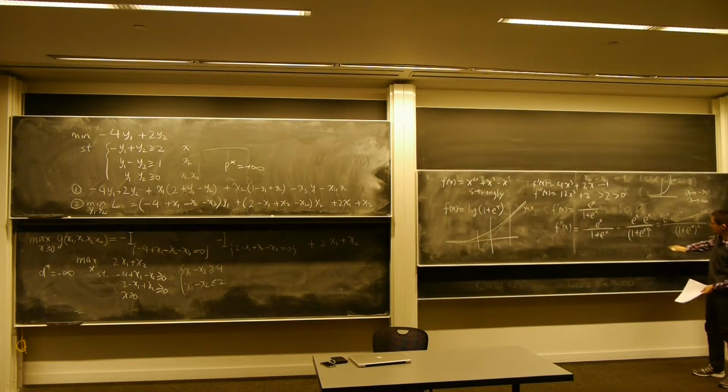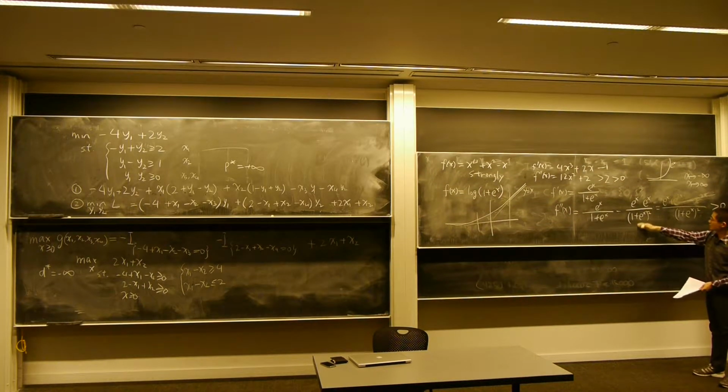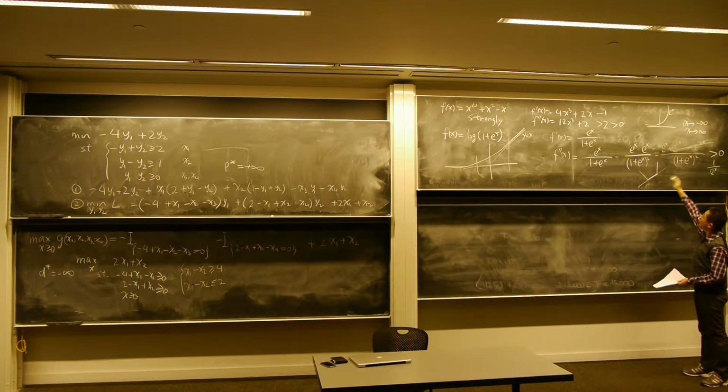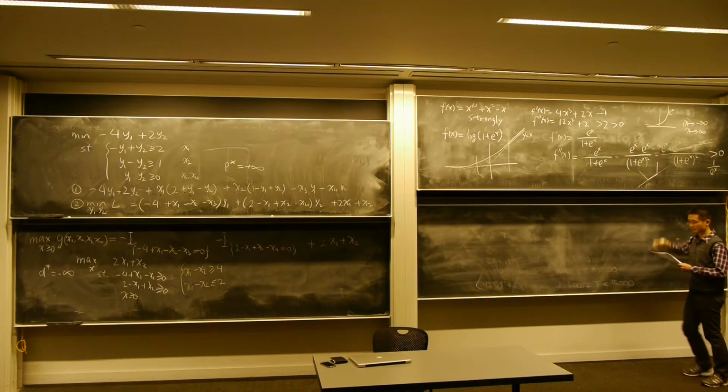Strict convexity is to guard you against something like this. This is not strictly convex because you have a linear plane. And the derivative is not 0, but the second derivative is 0. There's no curvature here. That is what strict convexity guarantees you. You don't have something like this.